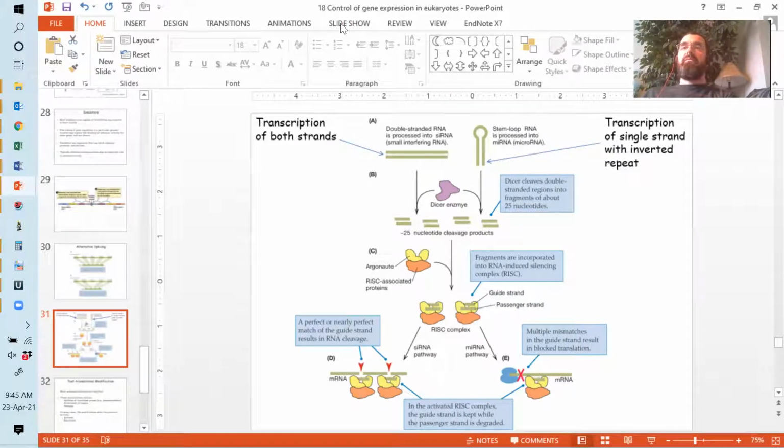Now, the other potential route is if that match isn't perfect.